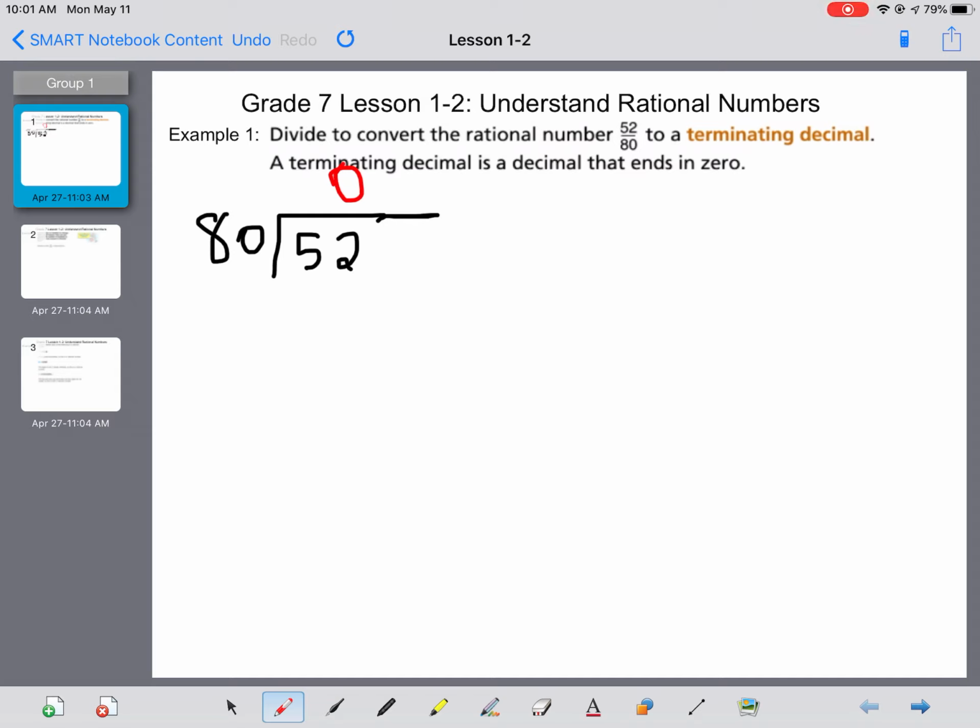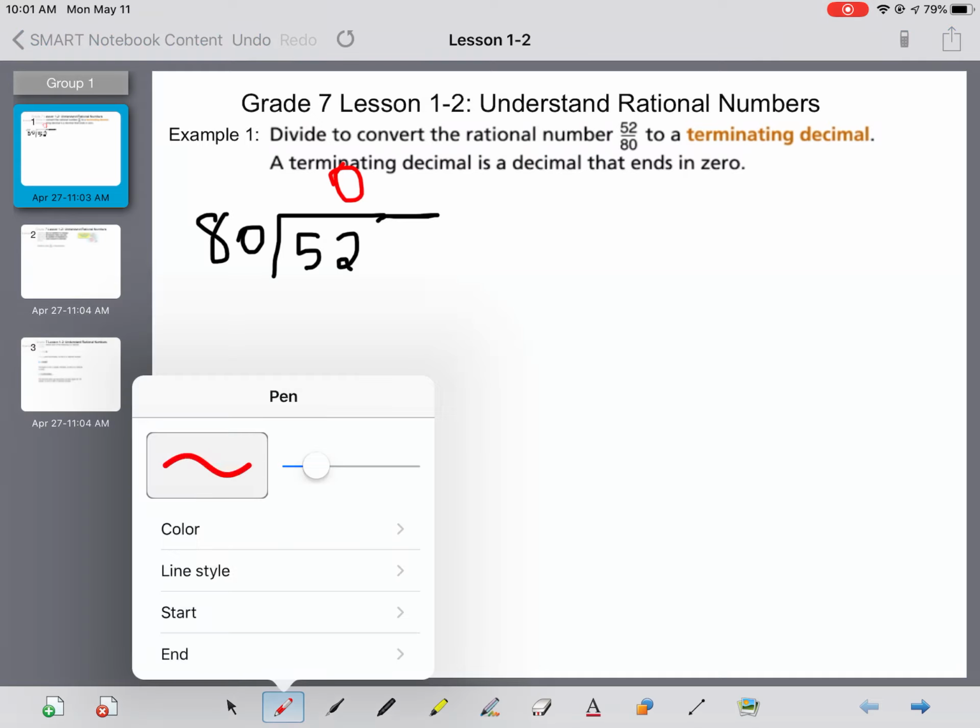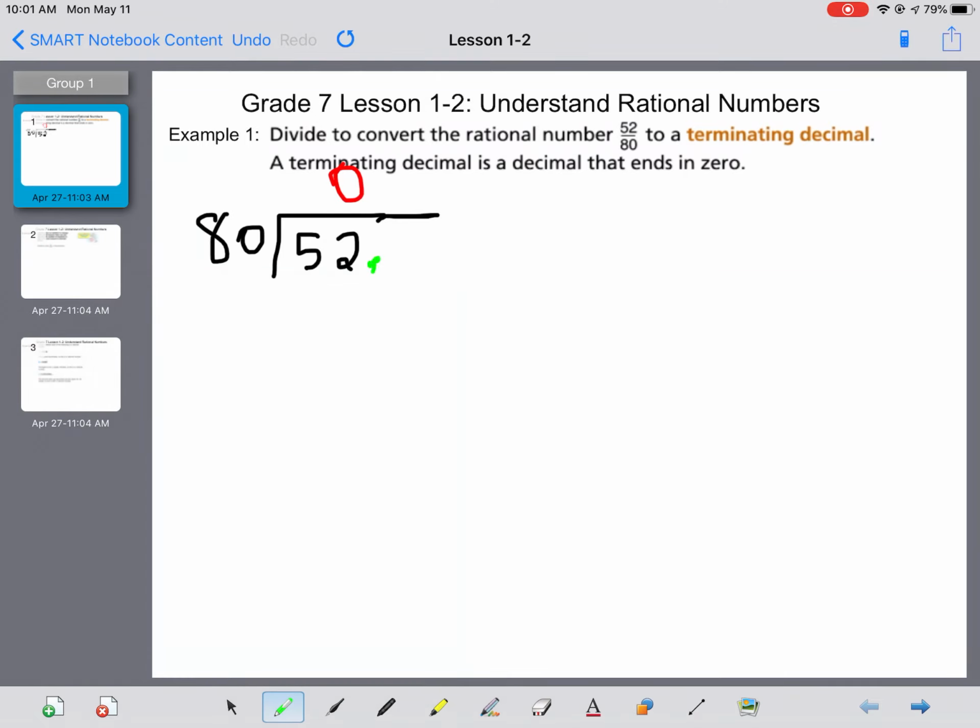So in the case that this happens, now we must add a decimal point after 52 and keep going to see if we can get to a terminating decimal or a repeating decimal, or to see if it goes on forever and doesn't do either. So now if I put the decimal point here, I have to put it at the top as well. So I'm going to line up the decimal point. So now I have to figure out how many times does 80 go into 520. So 80 goes into 520 6 times.